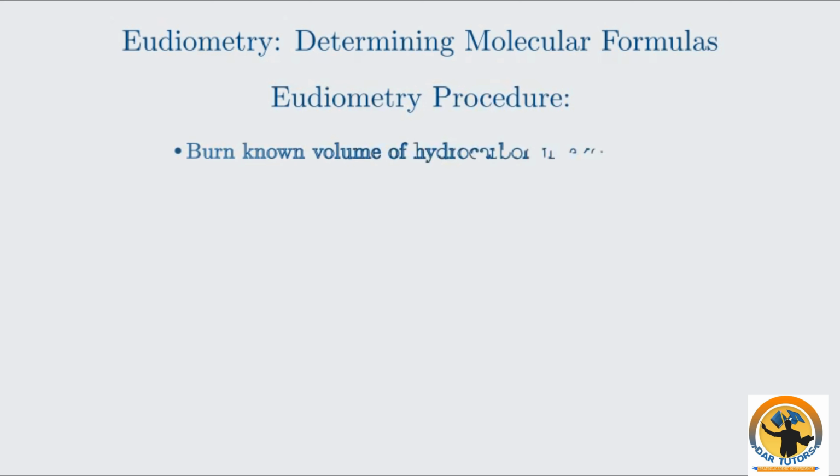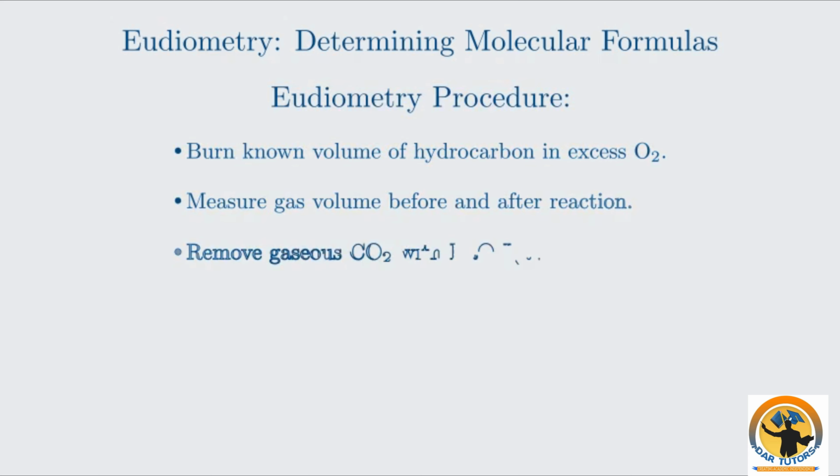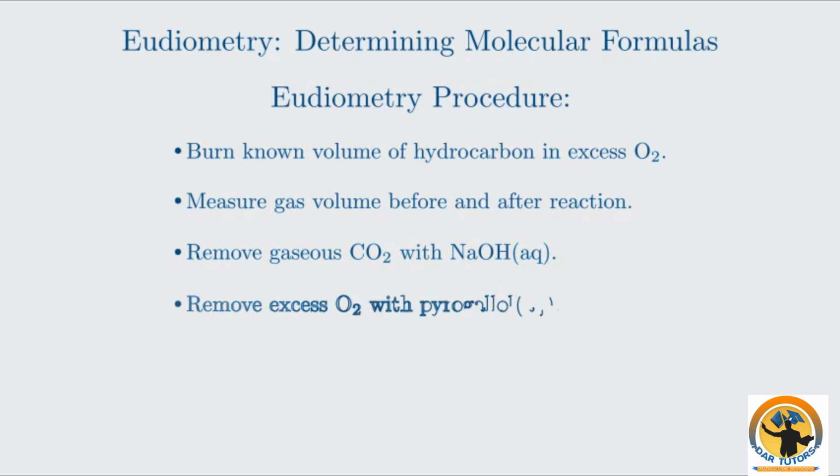After the reaction, the water produced is cooled to condense it into a liquid, so we don't count its volume as a gas. Any gaseous products are analyzed. We can remove carbon dioxide using a strong base like aqueous NaOH, and any remaining excess oxygen using a chemical like pyrogallol. The measurements of the gas volumes allow us to work out the number of carbon atoms and hydrogen atoms in the original hydrocarbon molecule.